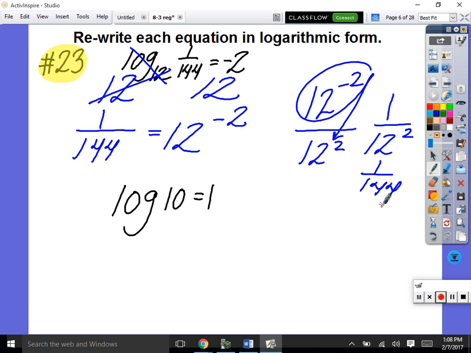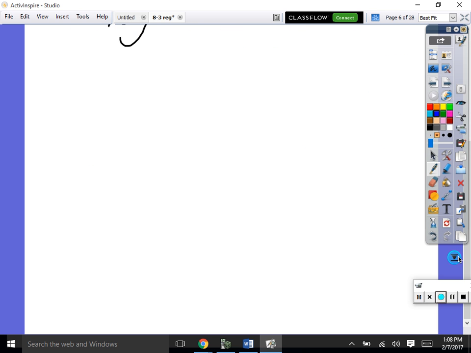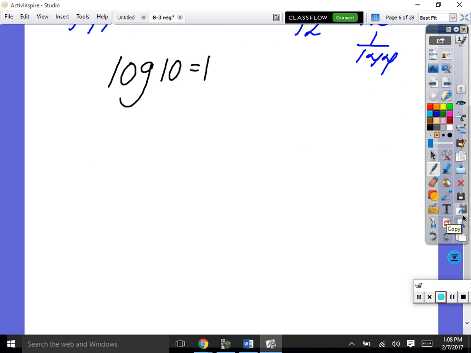Okay, let's do number 23. Now, what I want you to notice that's very interesting on this one: log of 10 equals 1. There's no base. Do you see how we're missing the base? Nothing there. So just like if we have a square root, what's really secretly there? 2. Very good. Just like a square root really has a 2 there, if there's nothing there, there's secretly a 10 there. So if you have nothing there, just write in your own 10 because it's really there.